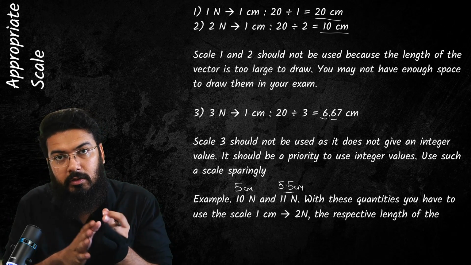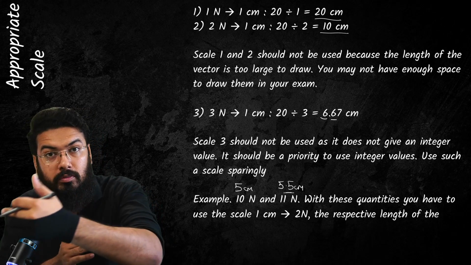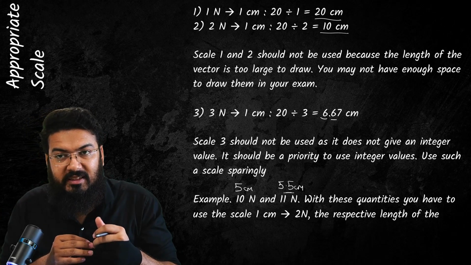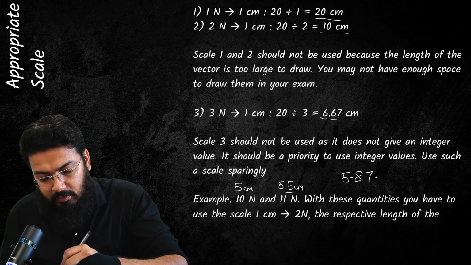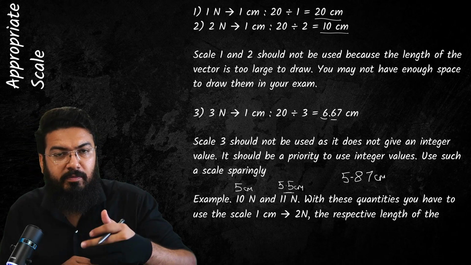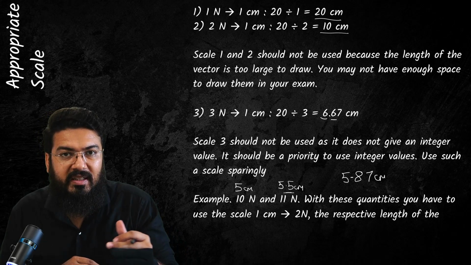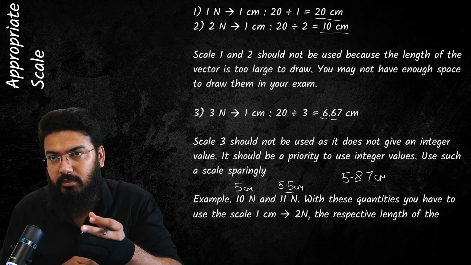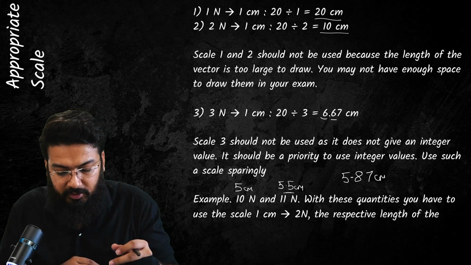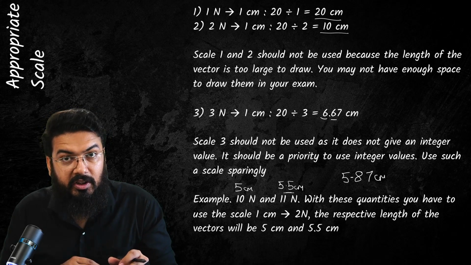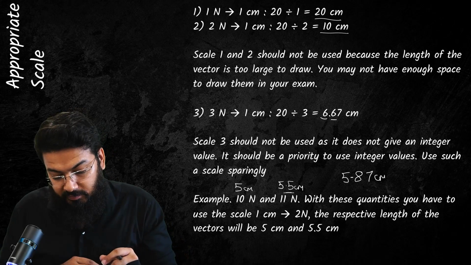Again, your scale cannot measure in 0.01 centimeters. So let's say, for example, I want to draw 5.87 centimeters. Now I can draw 5.8, but I cannot draw 5.87 centimeters. It's either going to be 5.8 or 5.9. All right. So that's something that you need to be careful about. All right. So moving on.